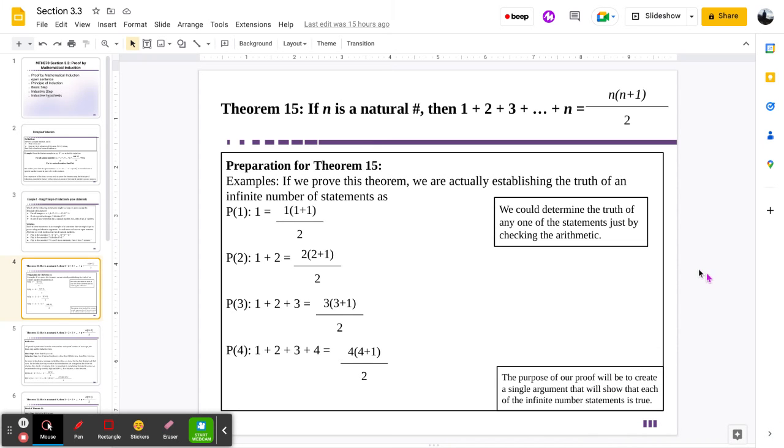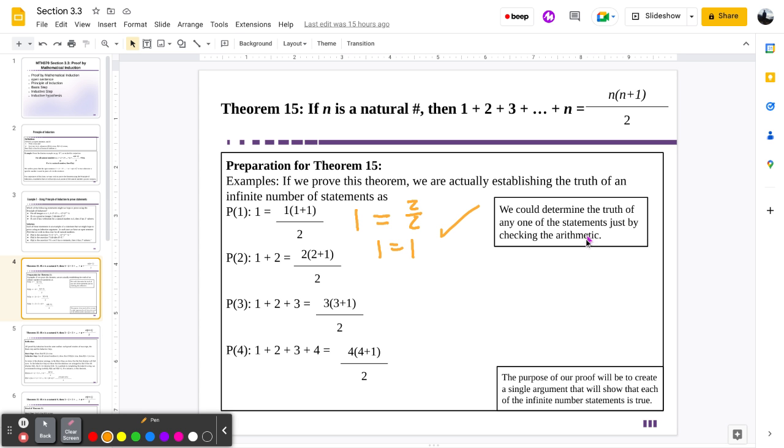All right, so take a look at Theorem 15. We're going to work through this using our induction process. The idea, remember, is that we want to prove that P of 1 is true. In this example, on the left-hand side we would have 1, and on the right-hand side, 1 plus 1 is 2, 2 times 1 is 2, and 2 over 2, so 1 would be equal to 1. And so, check, that works for P of 1.